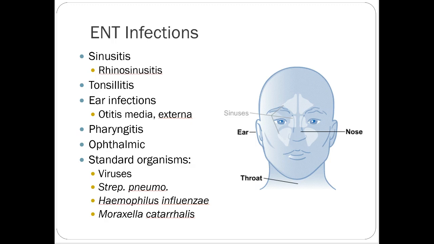Okay, ENT infections: sinusitis, tonsillitis, otitis media, etc. Usually you're looking at a couple basic organisms. So Strep pneumoniae, Haemophilus influenzae, and Moraxella catarrhalis are kind of the three big ones. You could have atypical pathogens too, but that's more getting into community-acquired pneumonia versus ENT, so we'll talk about that in a couple slides here.